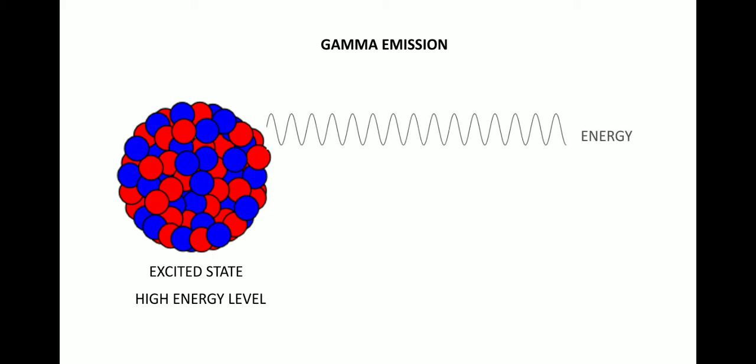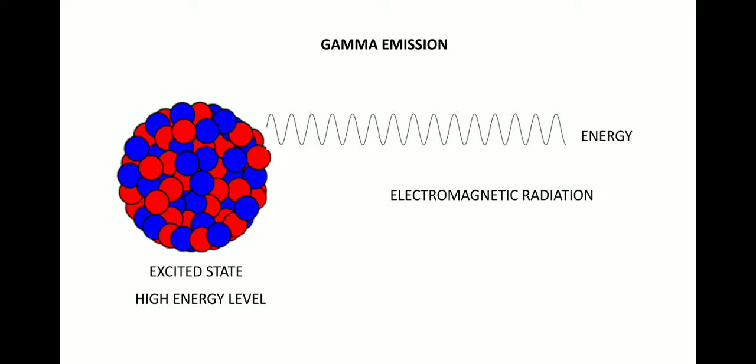Next is gamma emission. If a parent nucleus or a daughter nucleus is in the excited state, or let's say it is at a high energy level, then that energy is given out or emitted by the nucleus in the form of electromagnetic radiation. This electromagnetic radiation is called gamma radiation.